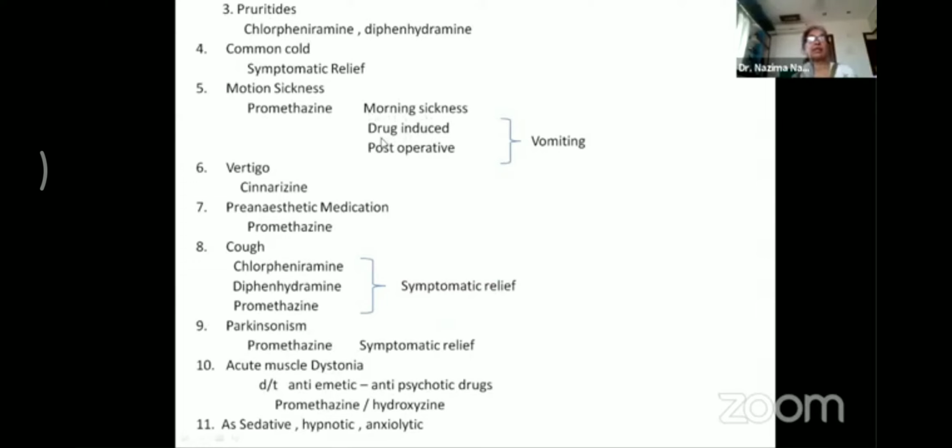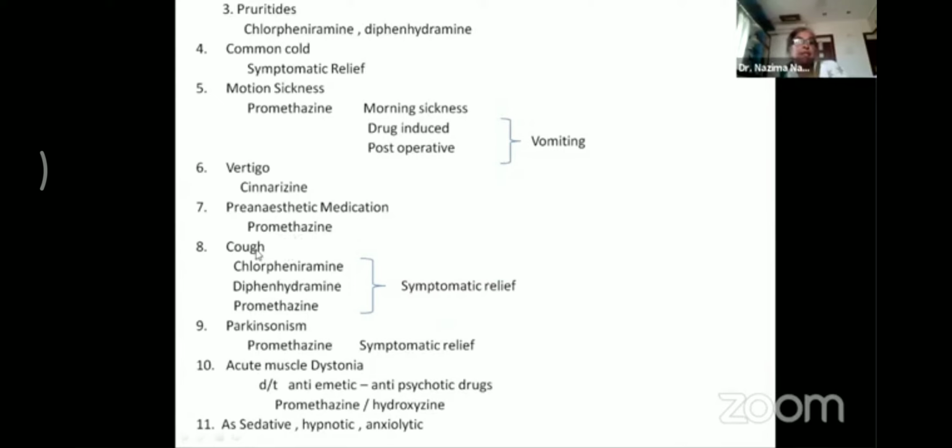Again, in case of drug induced or post-operative vomiting, this drug is quite helpful. Promethazine will control the vomiting in such cases. The other indication of the H1 antihistaminics is in case of vertigo, where generally we use the drug cinnarizine. Then, in case of pre-anesthetic medication, promethazine is one of the drugs which is used in the pre-anesthetic medication, which is given before different types of surgery.